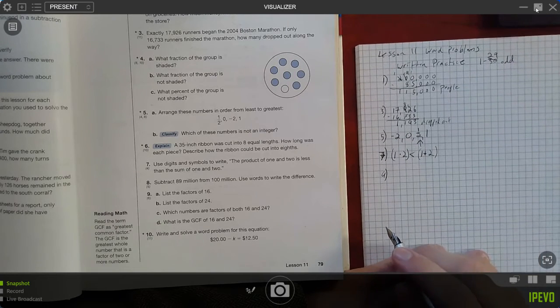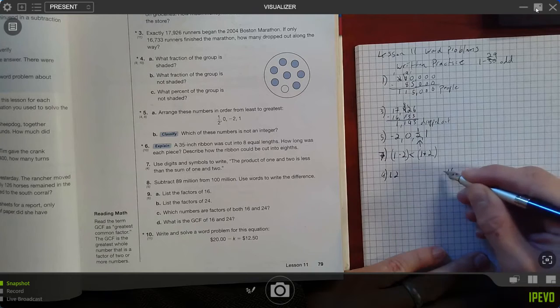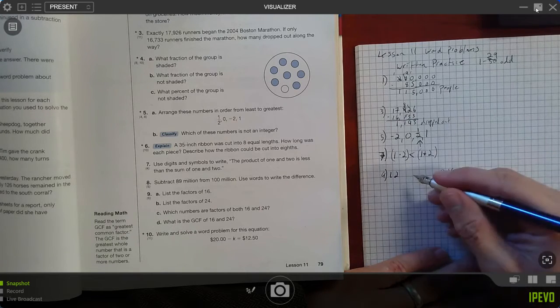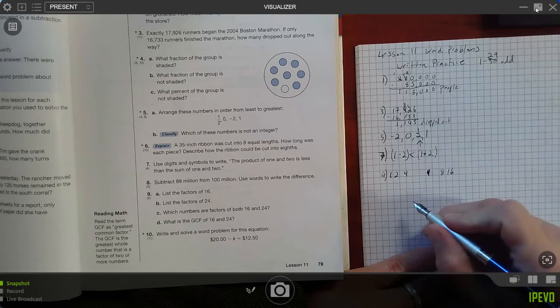9. List the factors for 16. So 1, 16, 2, 8. There's no 3, but there is a 4 and 4, which is really just 4. And we're good.